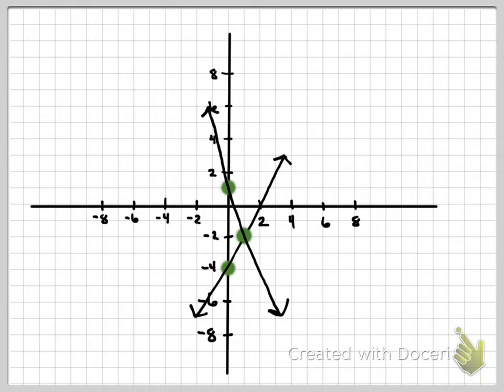The solution to this system of linear equations is the point at which the two lines intersect. It is that ordered pair. So what is the ordered pair that these two lines intersect at? What's going to be my x value? 1. And what's my y value? And so that's my answer. This is my solution, 1, -2. The point where the lines intersect is my solution. I write the ordered pair and I'm done.